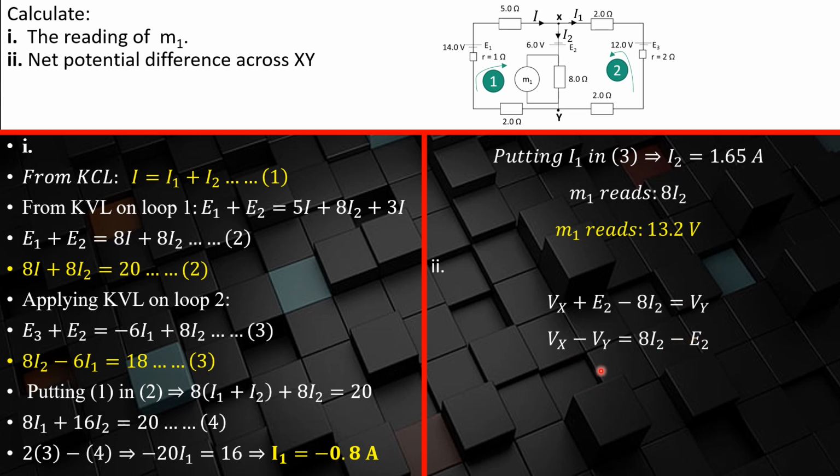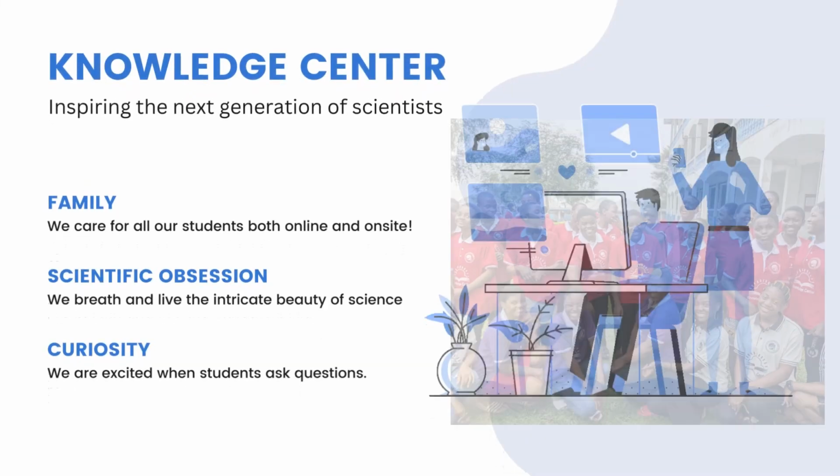Of course I can make this potential the subject, so that Vx minus Vy equals 8I2 minus E2. Vxy, which is Vx minus Vy, is just this. Plug in I2 and I get Vxy at 7.2 volts, and that is the potential difference between X and Y. Hope you liked it, guys. Let's move on.